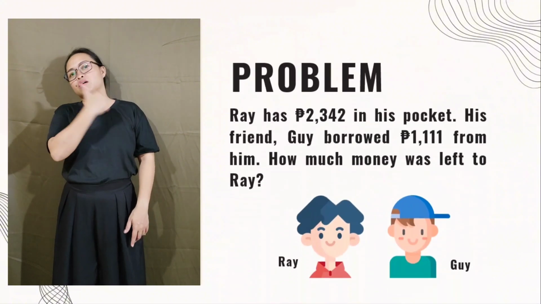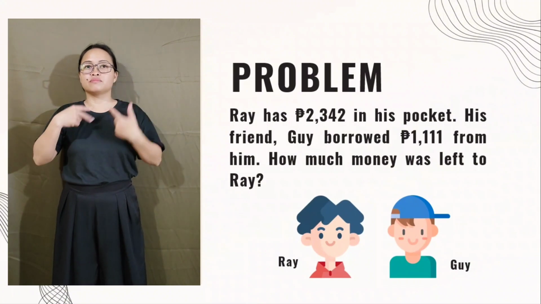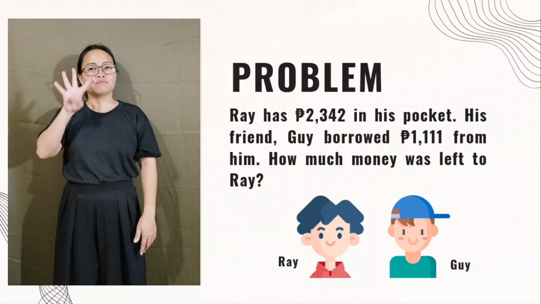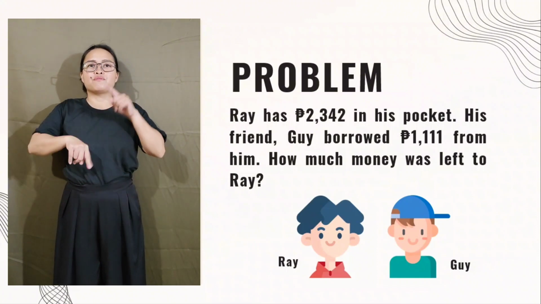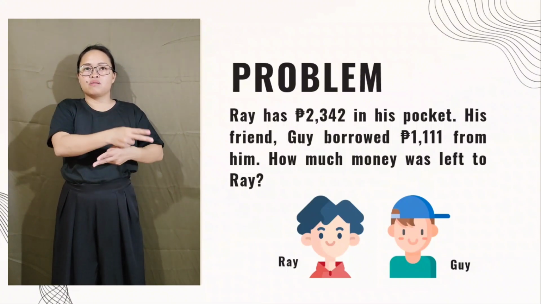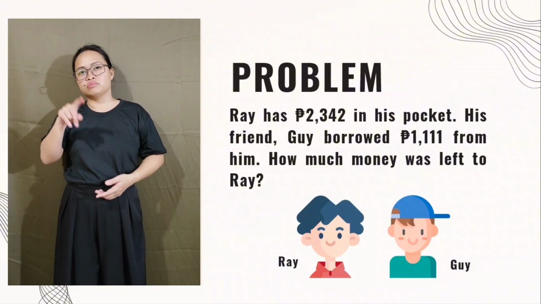Another example. Ray has 2,342 pesos in his pocket. His friend Guy borrowed 1,111 from him. How much money was left to Ray?